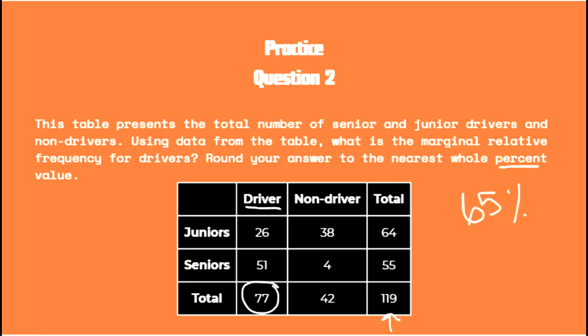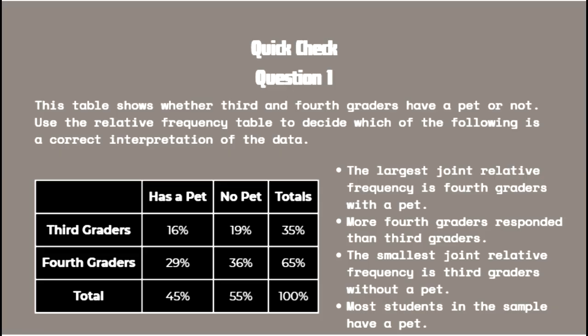That's your answer, okay? Here's quick check question number 1. I won't give you the answers to these because that's cheating, but I will tell you how to figure out your answer. This table shows whether 3rd and 4th graders have a pet or not. Use the relative frequency table to decide which of the following is a correct interpretation of the data.